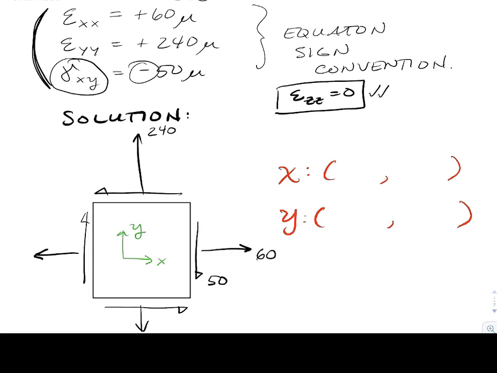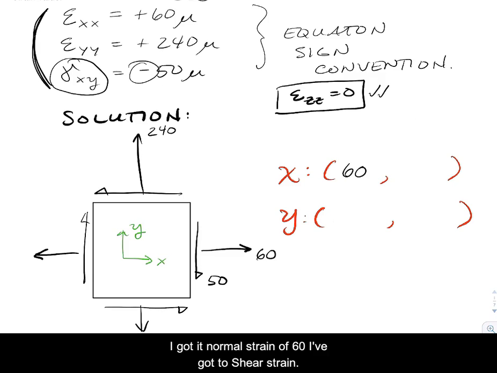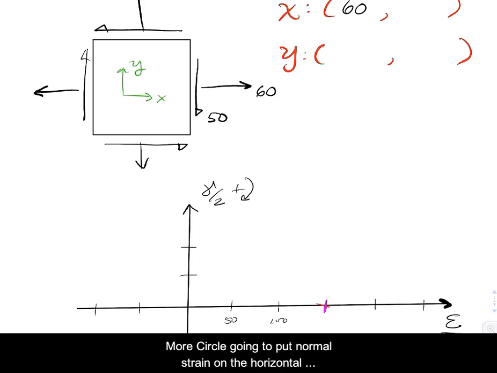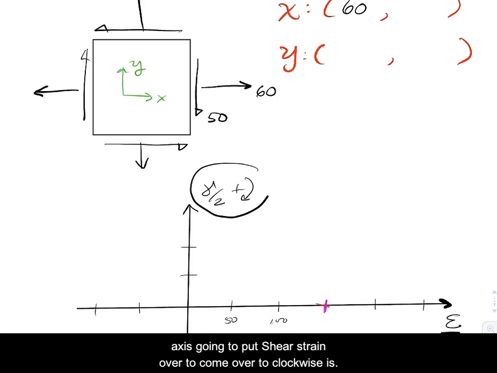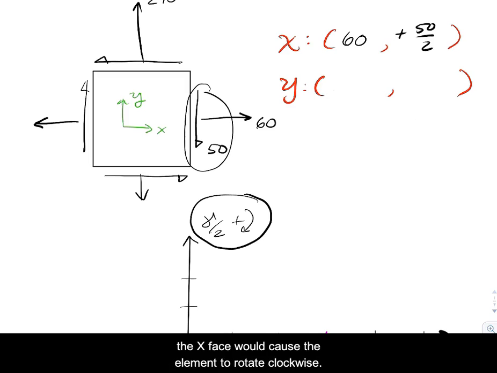So to get onto Mohr's circle, we're just going to plot the strain state on the two faces. So on the x face, I've got a normal strain of 60. I've got a shear strain gamma of 50. And again, let's go down to the Mohr's circle. We're going to put normal strain on the horizontal axis. We're going to put shear strain over 2, gamma over 2. Clockwise is positive. So we're going to use plus 50 over 2 because the shear strain on the x face would cause the element to rotate clockwise.